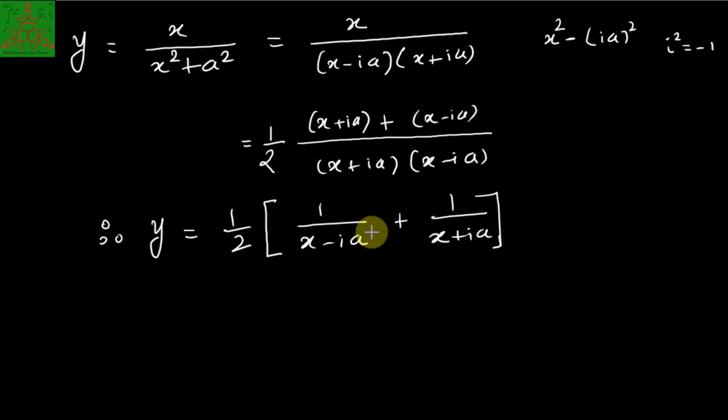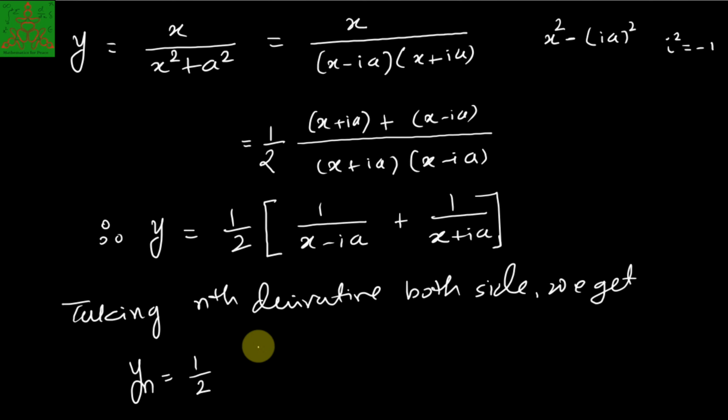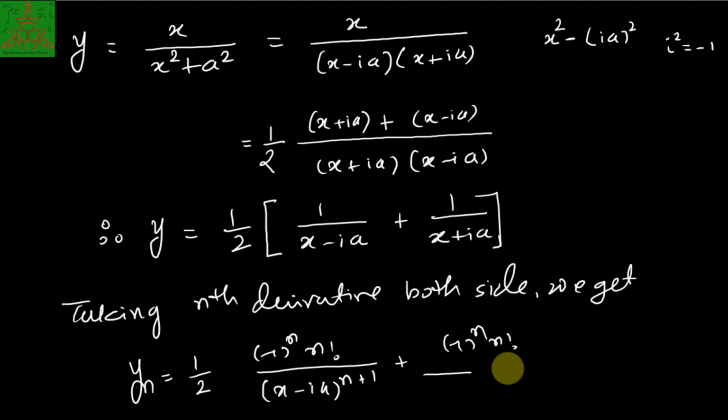So we can take the nth derivative. Taking the nth derivative on both sides, we get yn will be 1 by 2, which is a constant, times minus 1 raised to n factorial, a is 1 here, upon x minus ia power n plus 1, plus minus 1 raised to n into n factorial upon x plus ia power n plus 1.